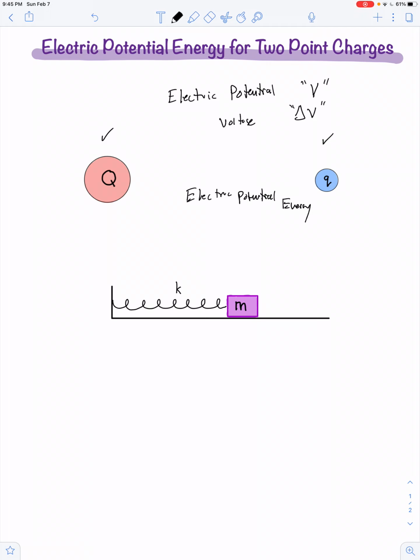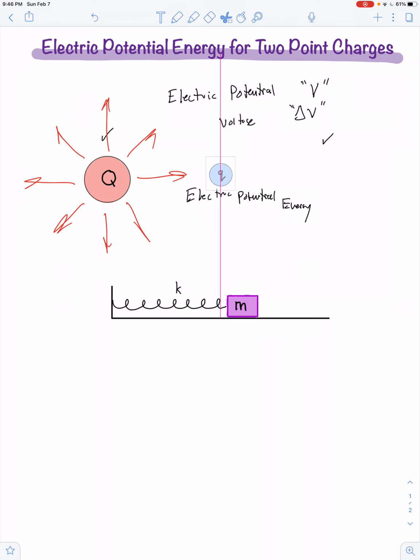So this pair of charges, capital Q and lowercase q, have some amount of potential energy, and if they're moved closer together, that amount of potential energy increases. If we were to draw in some electric field lines, that would help us relate to this even better, right? As lowercase q is closer and closer, it's sitting in a stronger and stronger electric field.